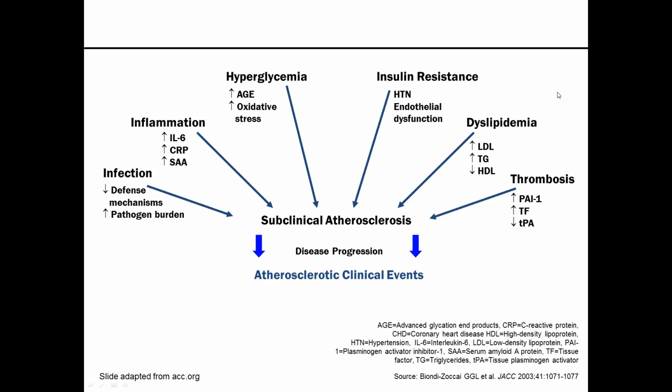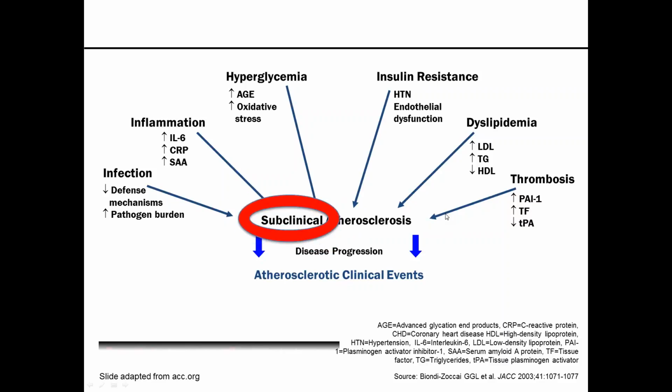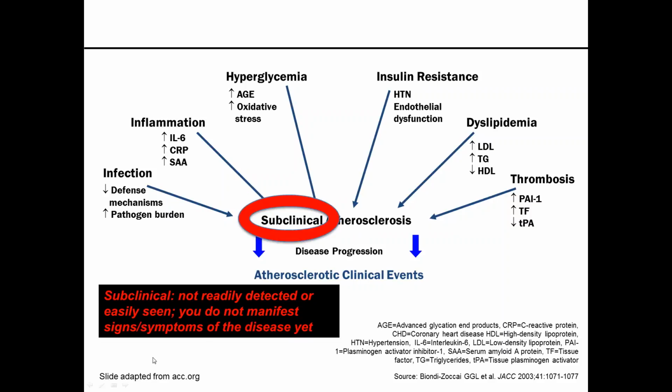And so that leads to what we call subclinical atherosclerosis, or subclinical development of that fatty plaque and narrowing of the heart arteries. So what do we mean by subclinical? That just means disease is there, but it's not readily detected or easily seen. So if a doctor examines you, they may not see the signs or symptoms of the disease yet, or you may not feel any symptoms of the disease, but it is there. So that's what we mean by subclinical atherosclerosis.